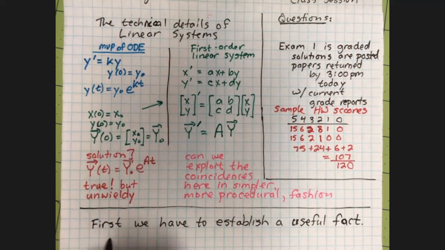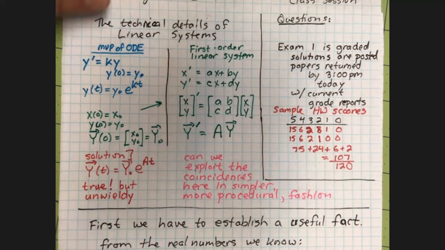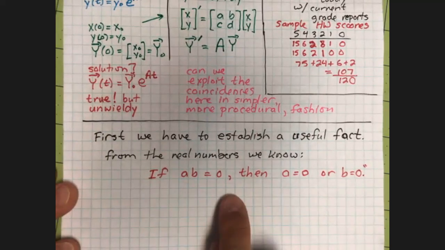So here's this fact. From the real numbers, we know this. If you multiply two real numbers, A times B and get zero, then A is zero or B is zero. It sounds very, very trivial. It sounds like the very first thing you learn. And you use that to solve equations and things like that.